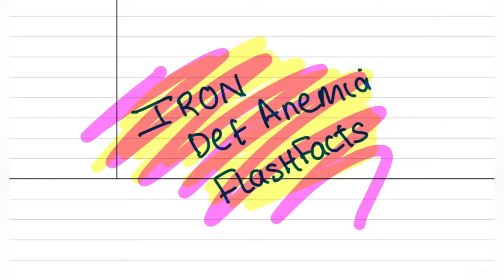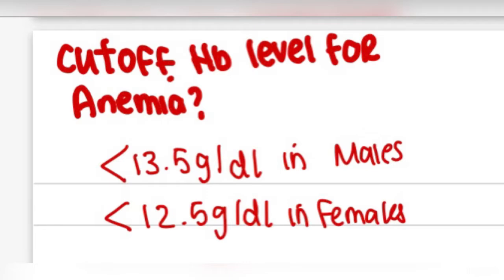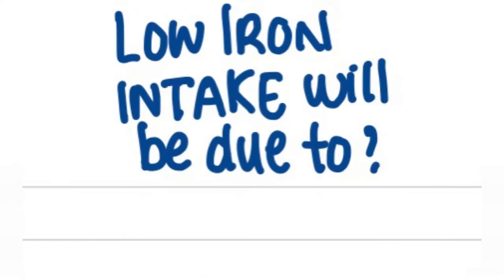This is everything you need to know about iron deficiency anemia. What is the hemoglobin level in anemia? It's less than 12.5 grams per deciliter in females and less than 13.5 in males. What's a low iron intake due to?